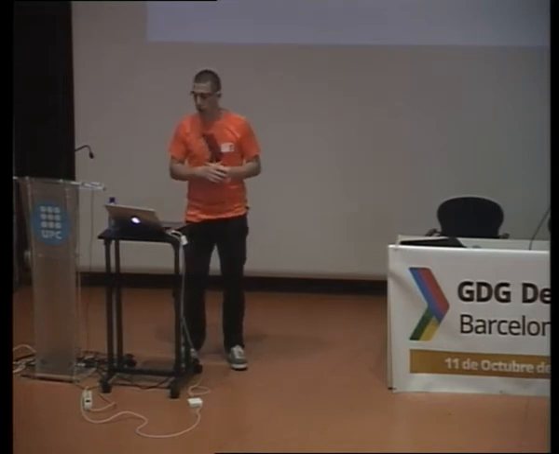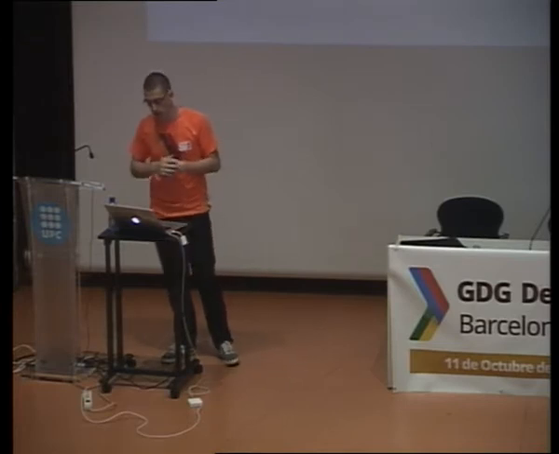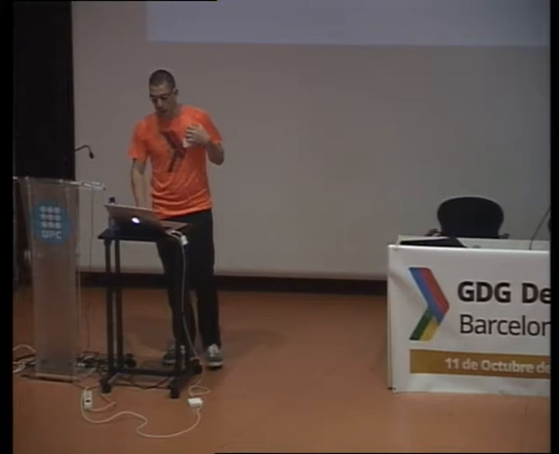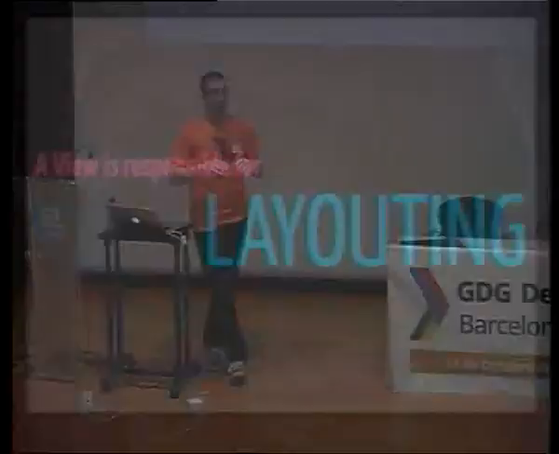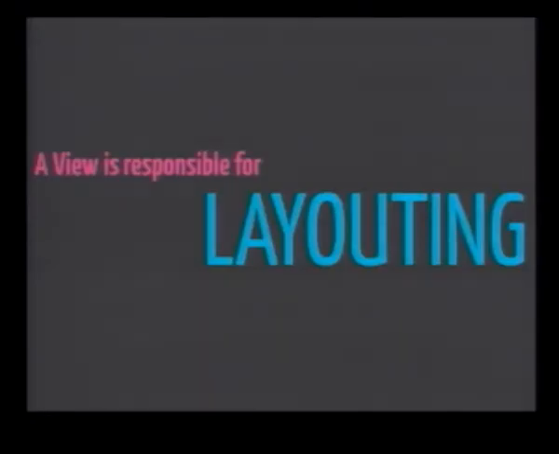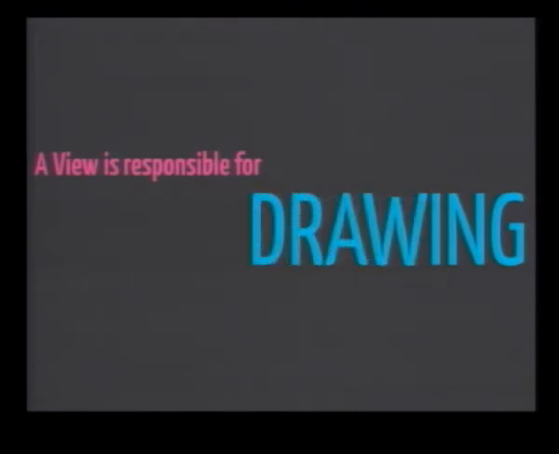So what are the purposes of views, actually? Well, for me, there are three main purposes. The first one is measuring. We'll come to that later, but basically what Android does is, when it has to measure everything, it goes through the hierarchy and asks all views to measure themselves. A view is responsible for layouting, so to be at the correct position on screen, and also, obviously, to draw something on screen. So those are the three main purposes.